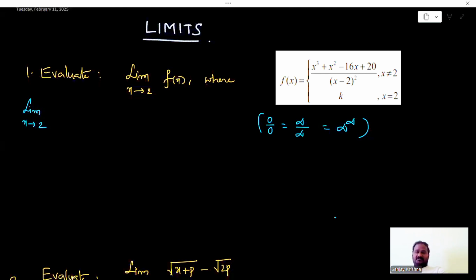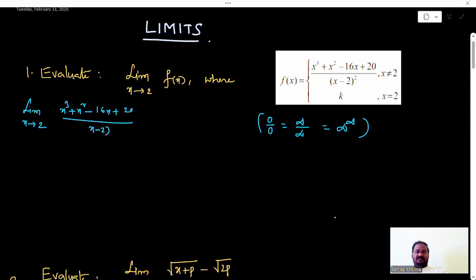Now coming to the given problem: limit as x tends to 2 of (x cube plus x square minus 16x plus 20) divided by (x minus 2) whole square. This is the given problem. Let us first substitute x is equal to 2. The denominator is 2 minus 2, which is 0, and 0 square is 0. Coming to the numerator, 2 cube is 8 plus 2 square is 4, 8 plus 4 is 12, 12 plus 20 is 32, minus 16 twos are 32. So we get 0 divided by 0. What does 0 by 0 mean? It is an indeterminate form. Therefore, what are we supposed to do? We have to change our way.